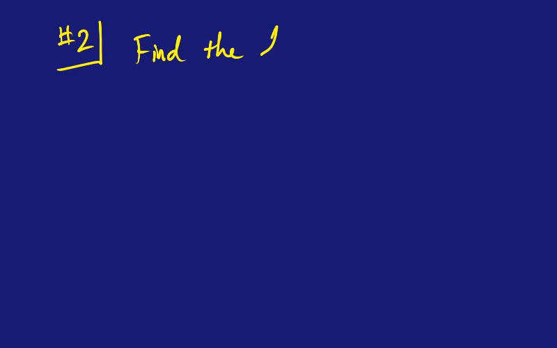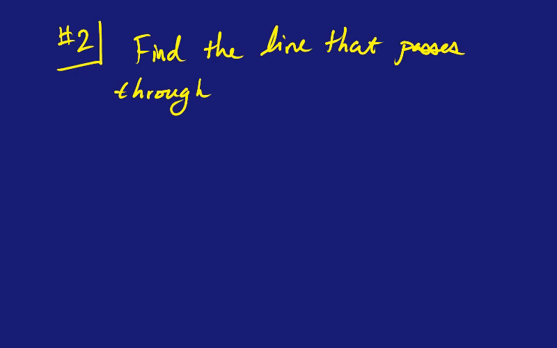Find the line that passes through (-1, 4) and (3, 12). Okay, (-1, 4) and (3, 12). So you may have learned in geometry that you can create a straight line between 2 points.